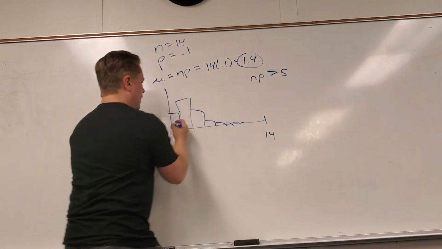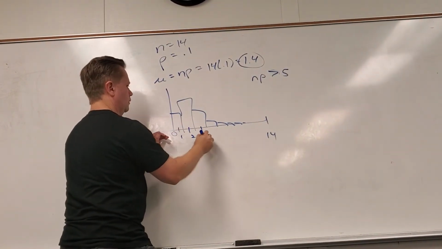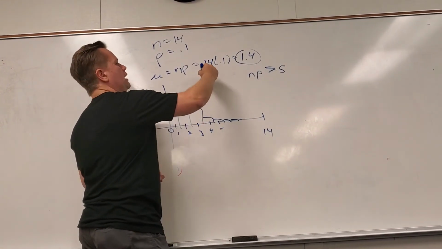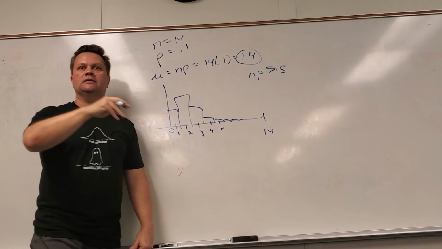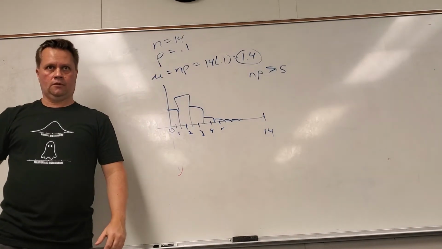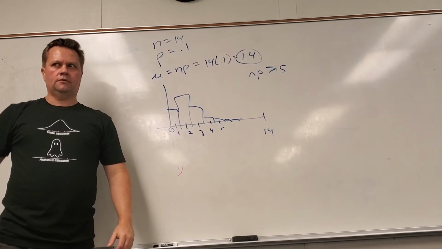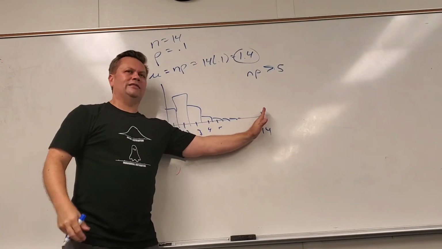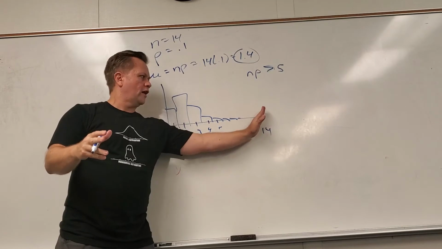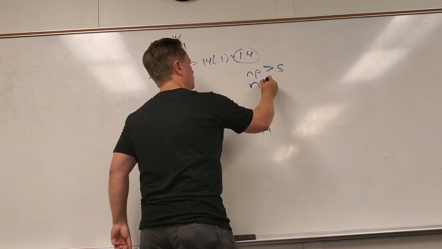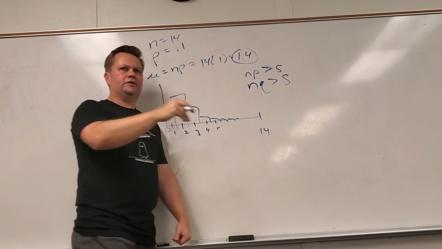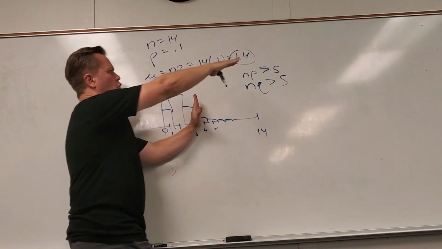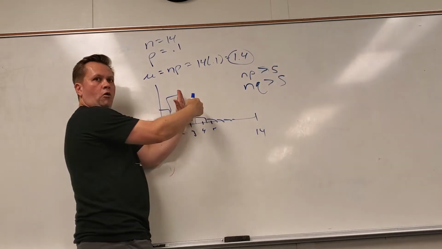So np has to be at least 5. So it's got room to come up, grow up to 5, and then shrink back down after 5. np's got to be at least 5. Okay, just to kind of cut to the chase here. The other side is like the failures, and the failures have to be at least 5 also. np being greater than or equal to 5 says stay away from that wall, and q being greater than 5 says stay away from that wall.